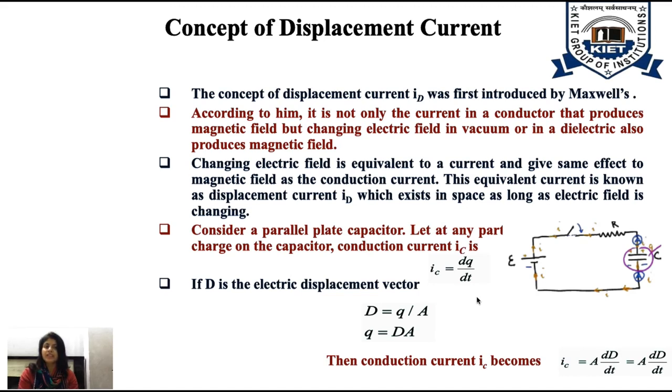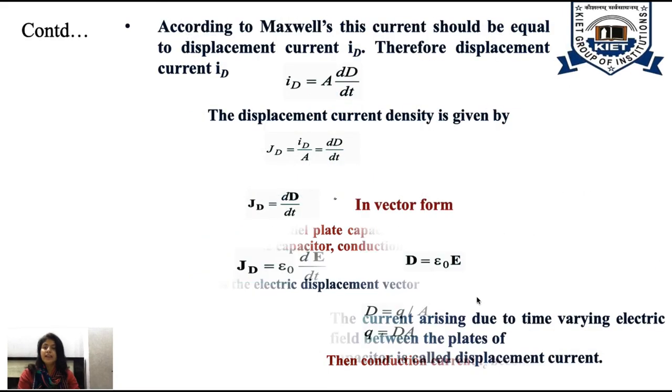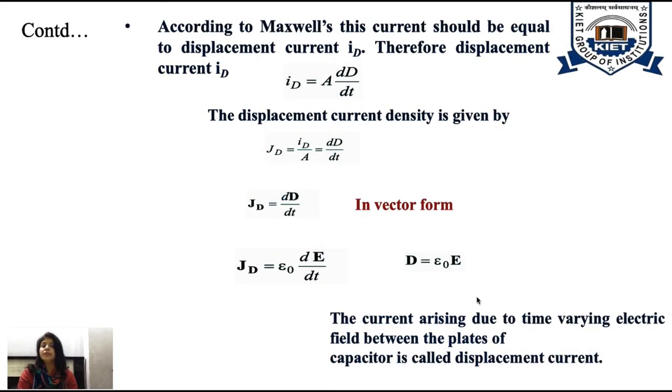We know that conduction current IC, which is due to the flow of charges, is equal to dq by dt. If D is the electric displacement vector, then D is equal to q by A. Then q is equal to DA. Then the conduction current IC becomes A dD by dt. Means IC is equal to A dD by dt. Then Maxwell suggested that this conduction current should be equal to the displacement current, because the numeric value of displacement current should be equal to the numeric value of conduction current. Then ID becomes A dD by dt.